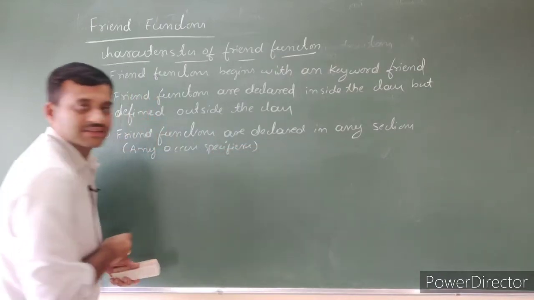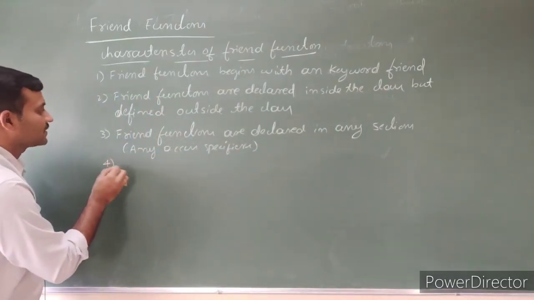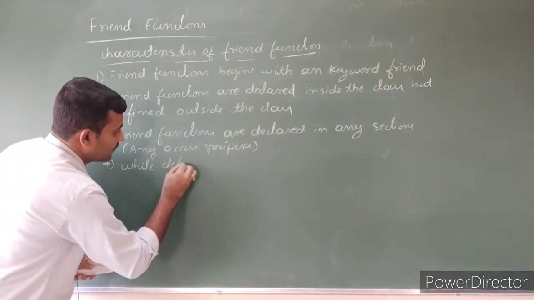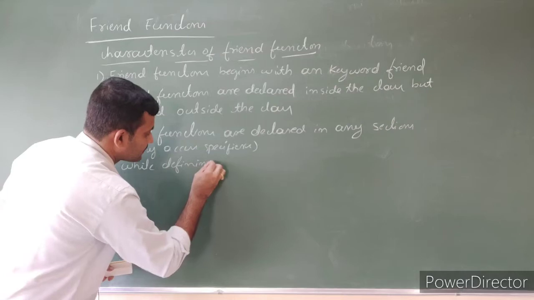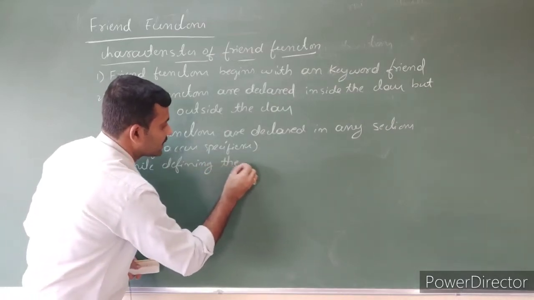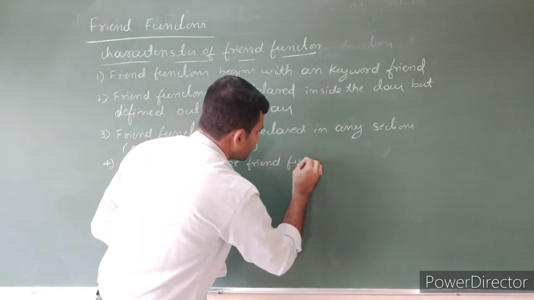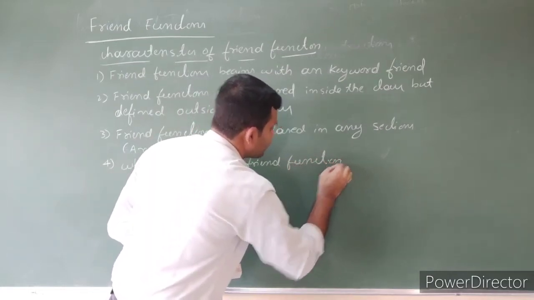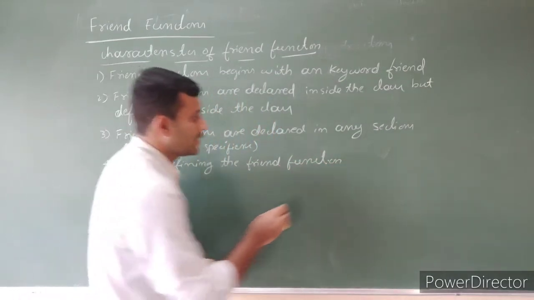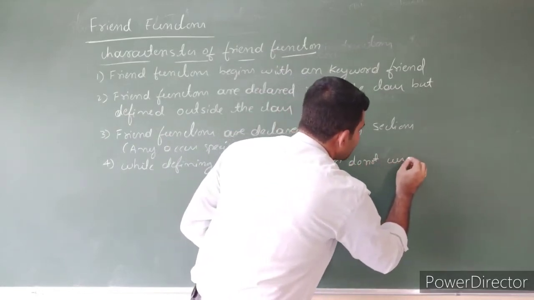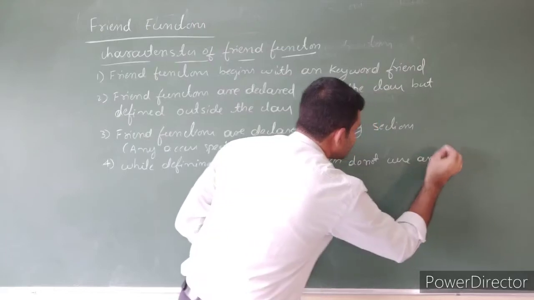Access specifiers. Then the fourth one is: while defining the friend function, do not use any keywords.